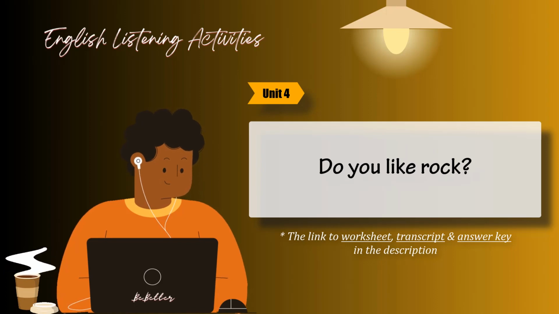Task 5. Listen to the radio broadcast. What does the DJ talk about? Check the correct answer. Then listen again. Fill in the blanks with information from the box.